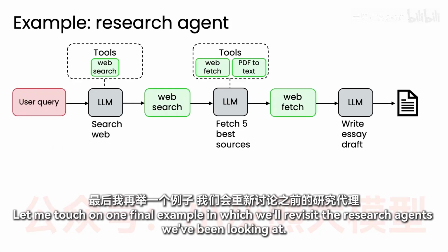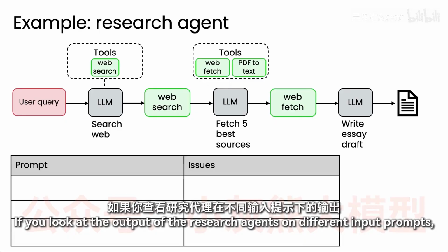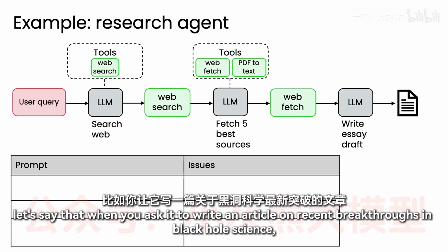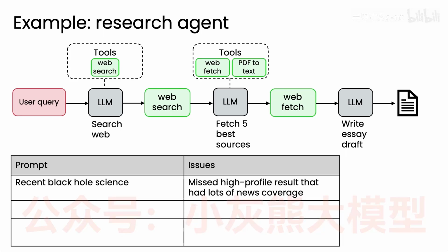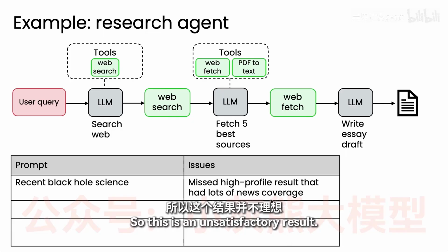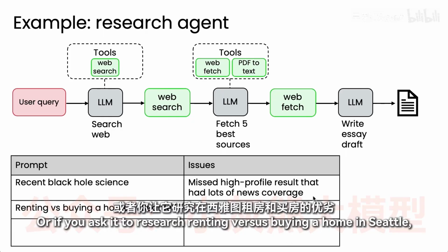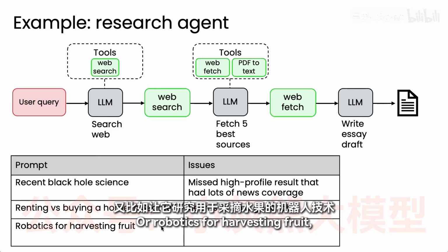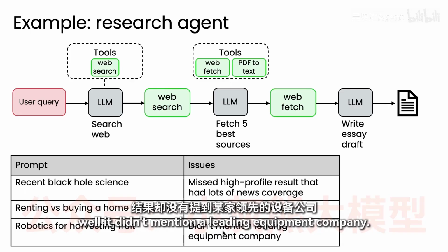Let me touch on one final example in which we'll revisit the research agents we've been looking at. If you look at the output of the research agents on different input prompts, let's say that when you ask it to write an article on recent breakthroughs in black hole science, you find that it missed some high-profile result that had lots of news coverage. So this is an unsatisfactory result. Or if you ask it to research renting versus buying a home in Seattle, well, it seems to do a good job. Or robotics for harvesting fruit. Well, it didn't mention a leading equipment company.